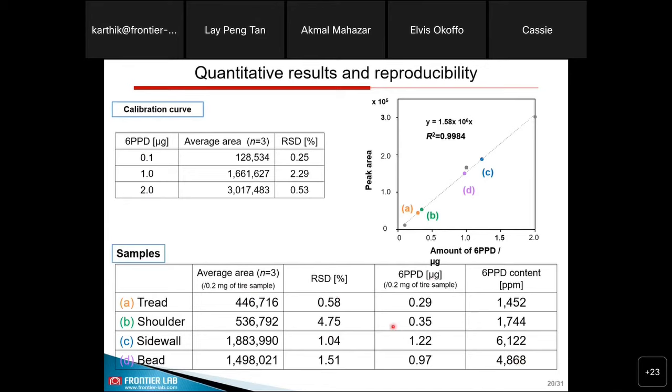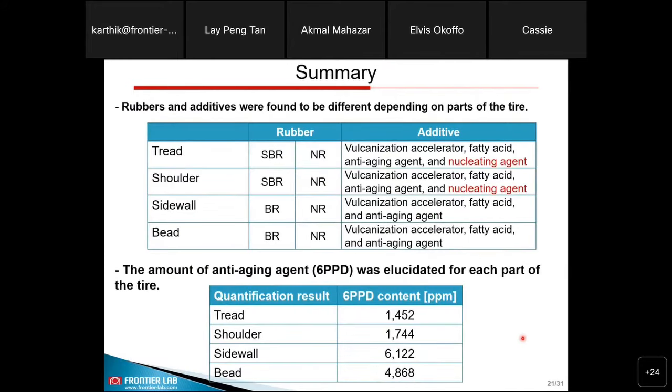You can see it can go as high as 6,000 ppm in the inside wall, and as low as 1,400 in the thread. So this is very important, to get this composition in terms of the concentration, also to qualify the material for the intended purpose.